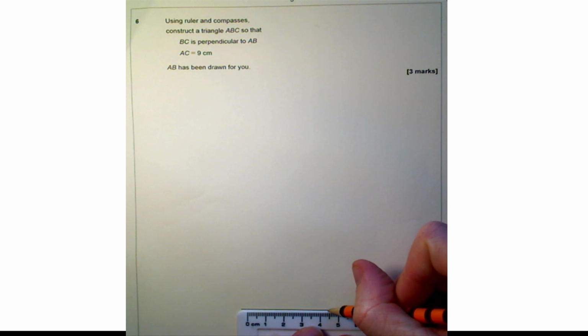Using ruler and compasses, construct a triangle ABC so that BC is perpendicular to AB. AC is 9 centimeters, and the first line has been drawn for us. Right, so first thing we need to do is construct a right angle at B so we can draw our second perpendicular line BC. Now, in order to construct a 90-degree angle, we need to extend the line a little bit beyond B so that we've got something that we can cut with an arc. So let's just make AB a little bit longer.